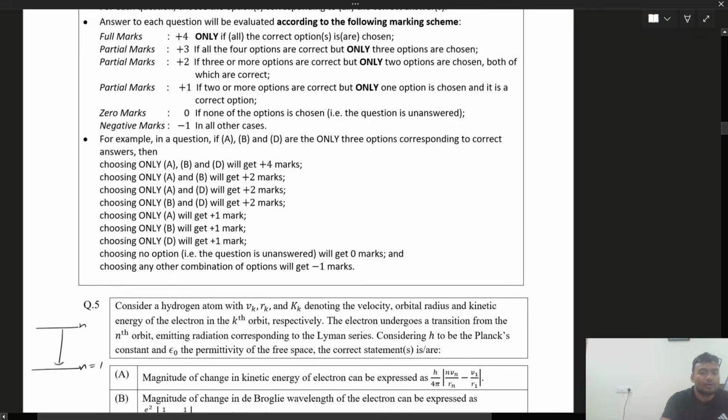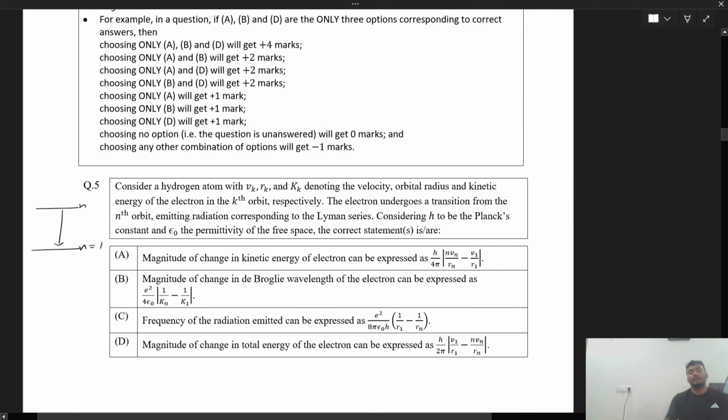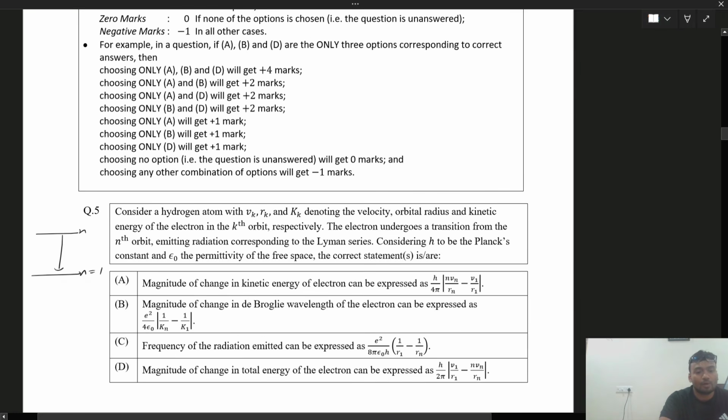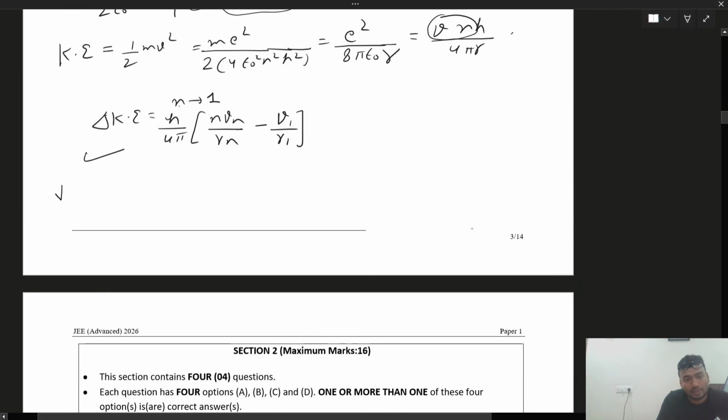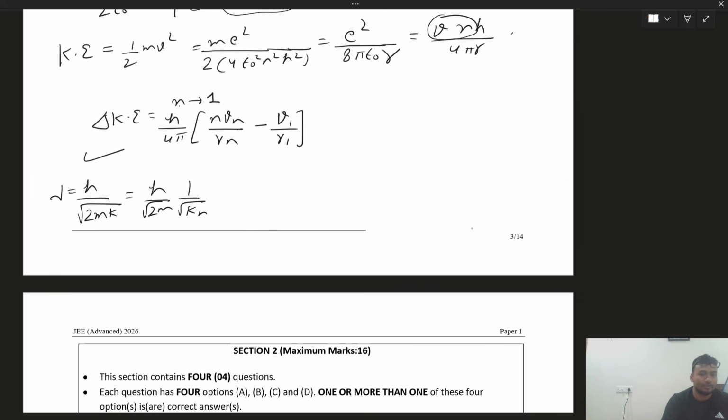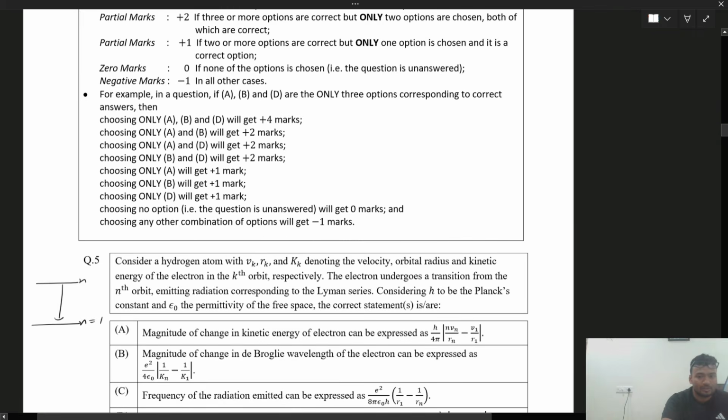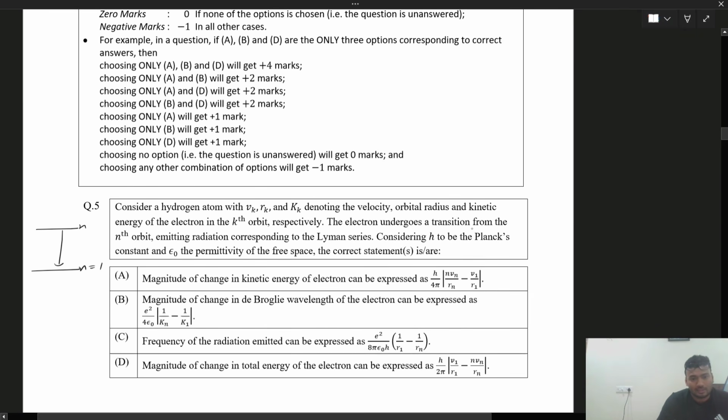Now the second option is asking for the magnitude of change in de Broglie wavelength. For de Broglie wavelength, lambda equals h by p, and p you can write as root of 2m into kinetic energy. So h by root 2m, and then root of k in nth orbit, like that you can do. But if you see the option, it's something else, and it's not in the form of h by root 2m, so it's not going to match here. Directly, straightforwardly, you can say this one is correct, this one is wrong.